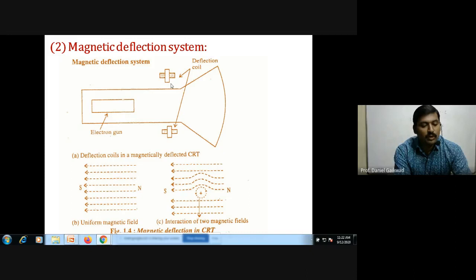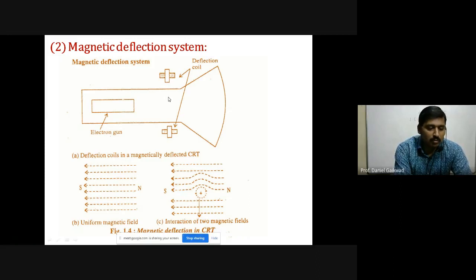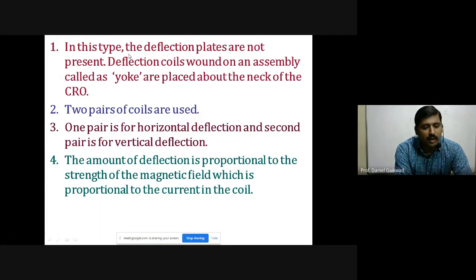For that we know the concept that a coil carrying a current produces a magnetic field. Now what we have to write down in this part is, in this type the deflection plates are not present. Here plates are not present but coils are present. So deflection coils wound on an assembly called a yoke are placed about the neck of the CRO. So at the neck of the CRO we have to place the coil assembly called yoke.